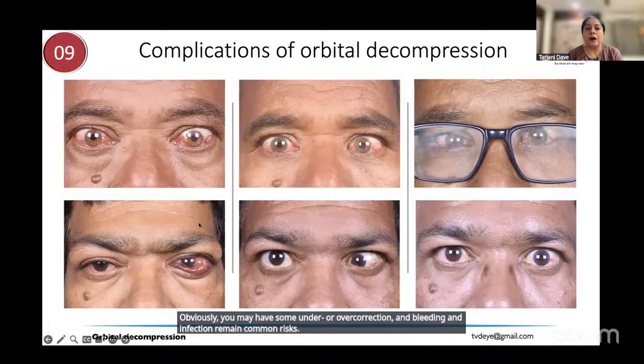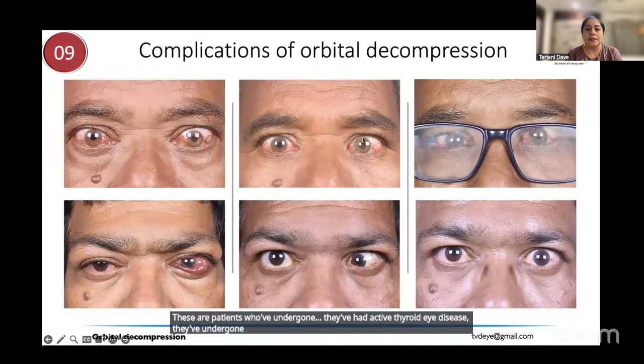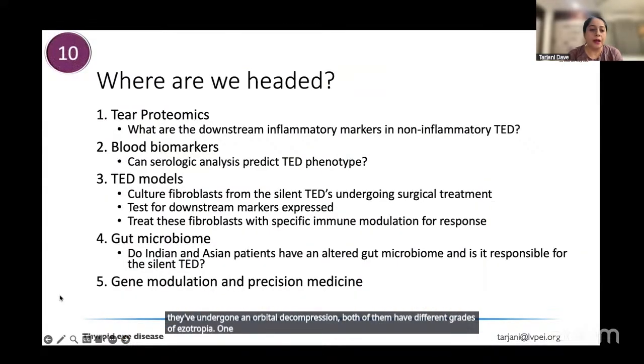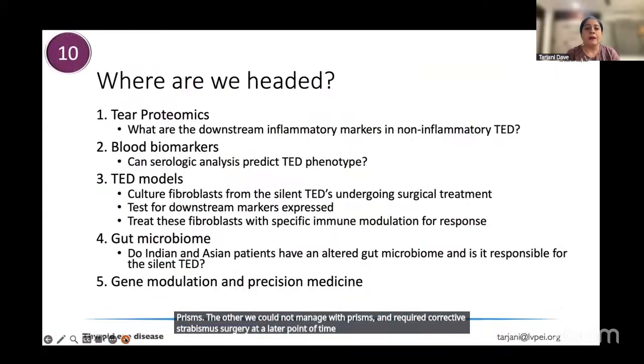These are patients who've had active thyroid eye disease, and they've undergone an orbital decompression. Both of them have different grades of esotropia. One we were able to manage with the help of prisms, and the other we could not manage with prisms and required corrective strabismus surgery at a later point of time. Where are we headed?